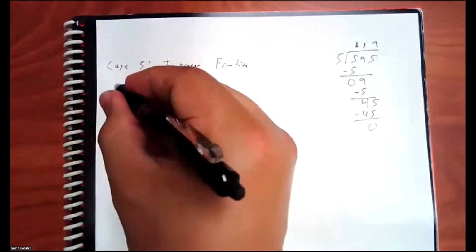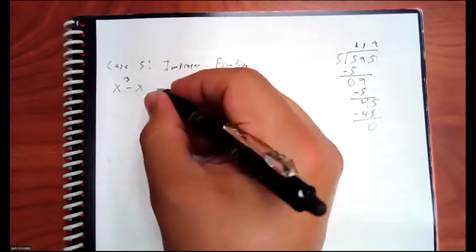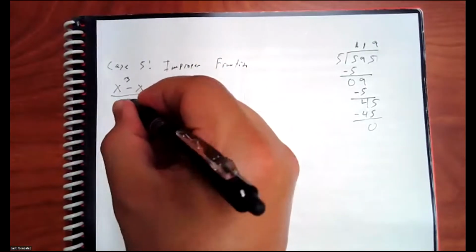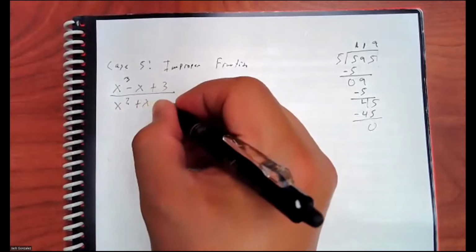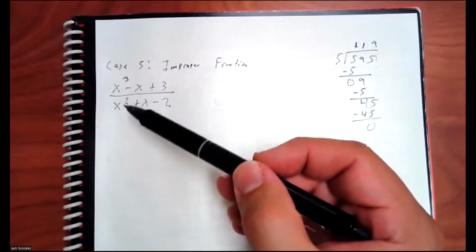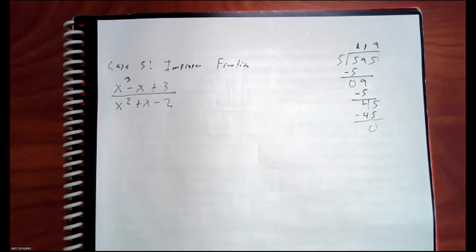All right, so we have x cubed minus x plus 3 over x squared plus x minus 2. So notice how the degree on top is bigger, right? 3 and this is a 2. So we have to do long division.